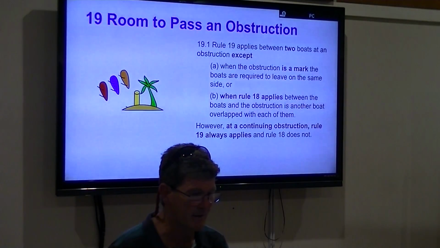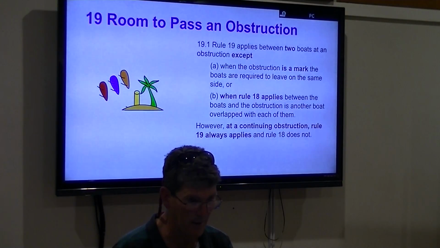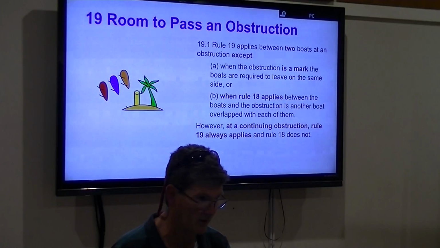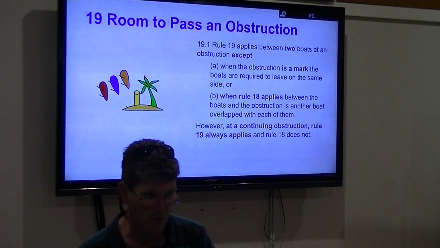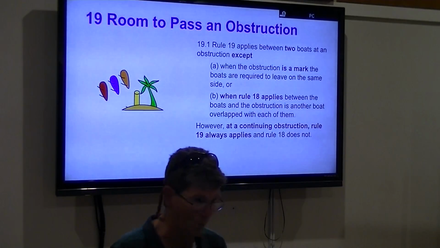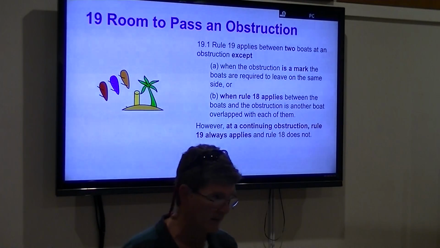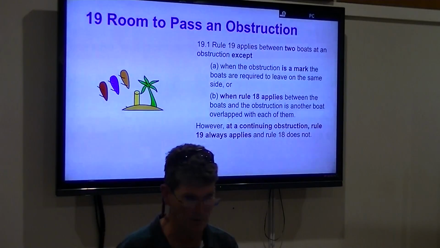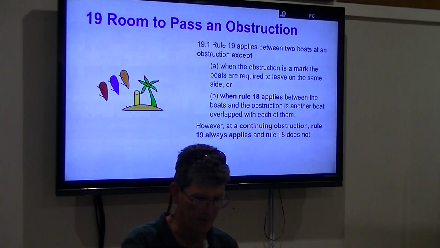And the reason is that the consequences of hitting a mark are not very high, but the consequences of hitting an island are. So if the continuing obstruction exists, they don't want you to have to take the option of hitting the continuing obstruction, but they don't care if you hit a mark. So that's why they turn that one on there.